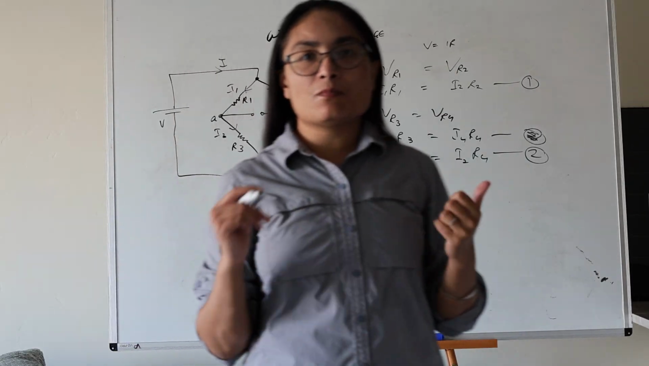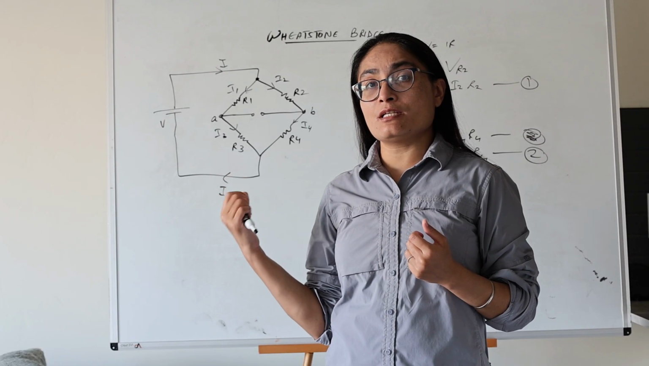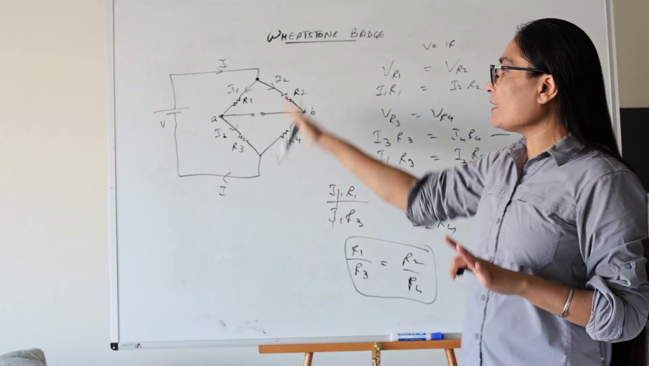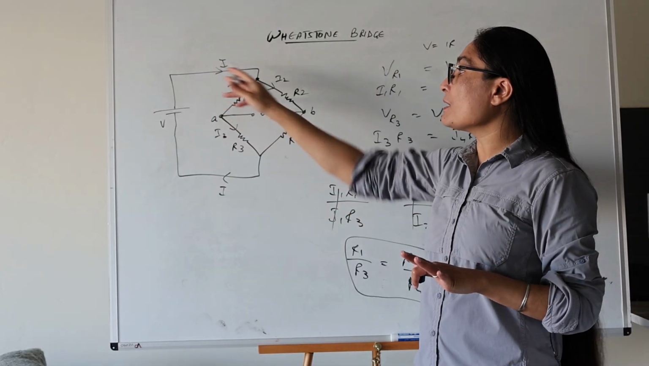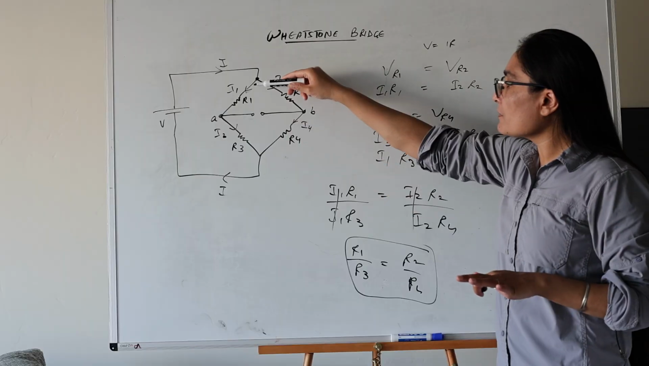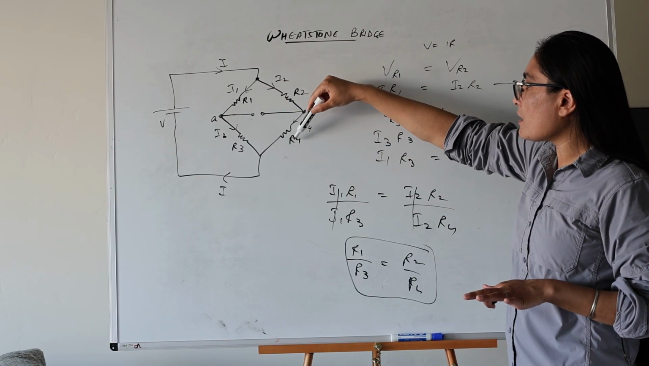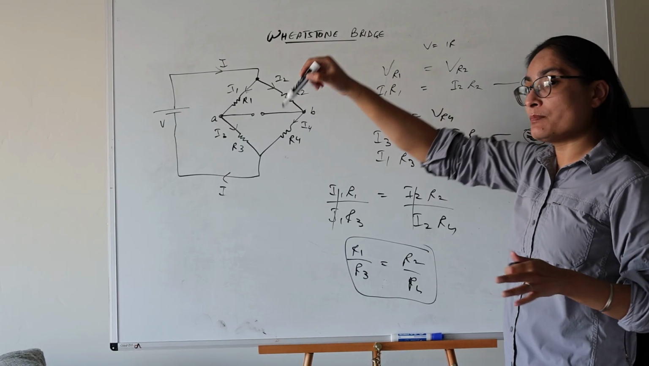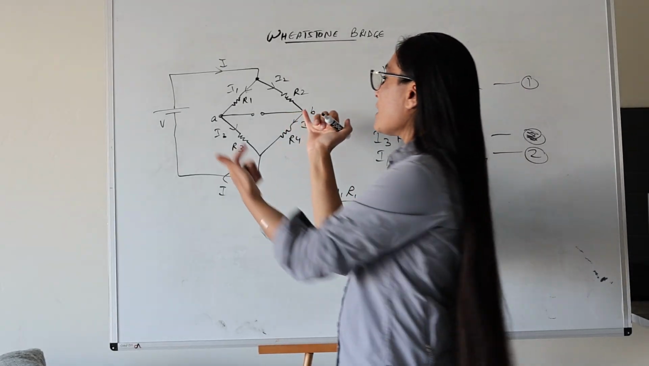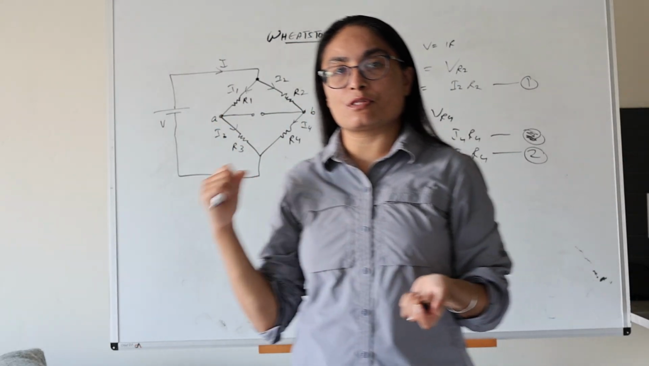So when we have a circuit arrangement that looks like this, which is a Wheatstone bridge, then we don't really have to analyze the circuit by doing what we just did. We can simply conclude that R1 over R3 is equal to R2 over R4. And this is important: you have to have the same voltages at this point. So the bridge has to be balanced for this to be true.